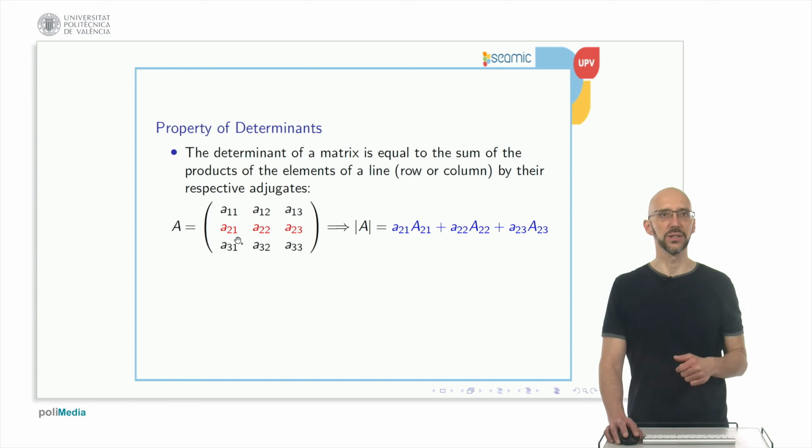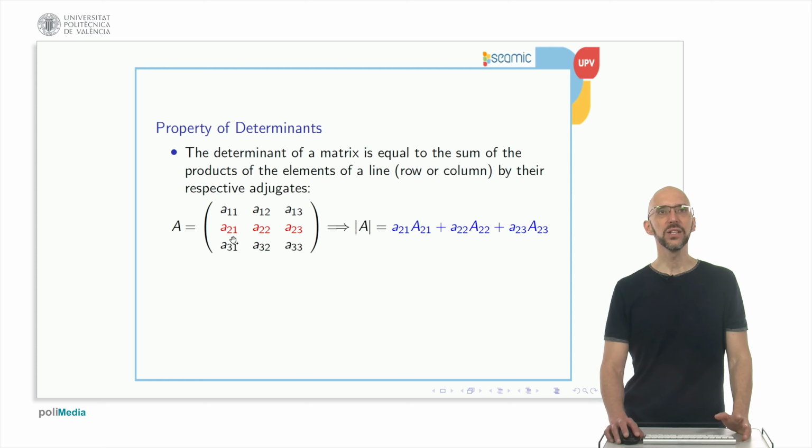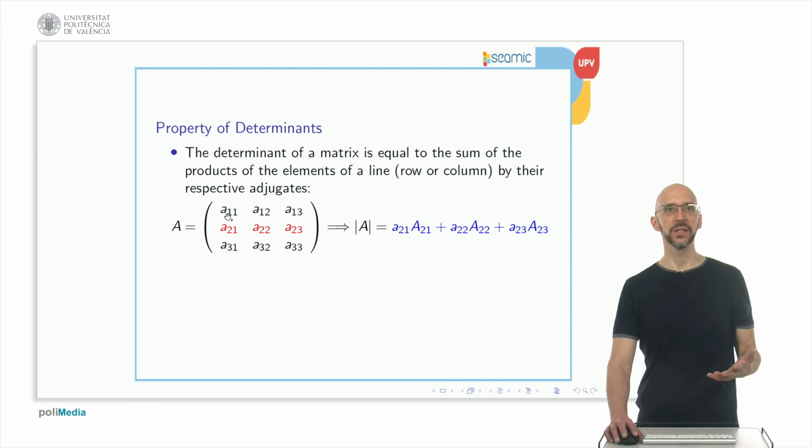Remember that I chose this row. Sorry. So it's A21 multiplied by the adjugate of this element. That would be the determinant of these two and these two. Plus this element multiplied by the adjugate of this element. It's going to be the determinant of A11, A13, A31, A33.